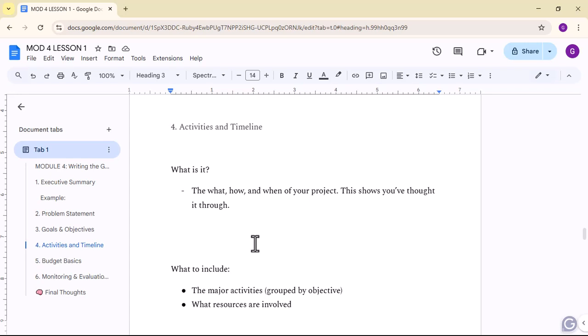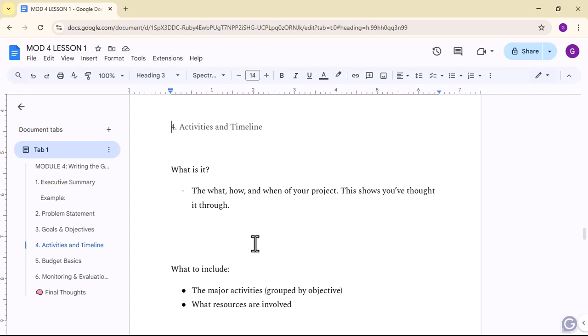Training 100 peer educators, who are those people that will train them? Are you getting them from within the community, or are they experts from their workplace that you are paying to do that? So these are some of the things that should be in the activities and also in the timeline.